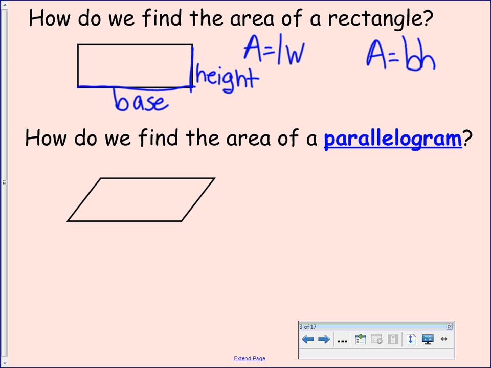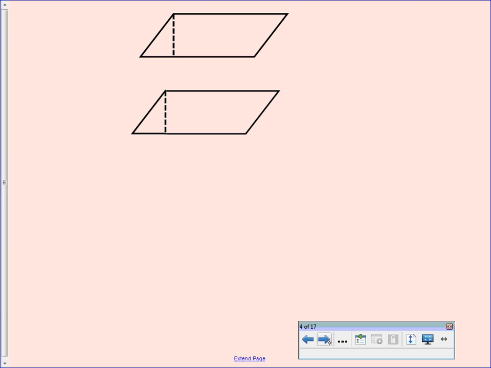All right. Now we know that's a rectangle because it has 4 right angles. Well, let's look at this parallelogram. How are we going to find the area of the parallelogram? It looks different. Okay, I know some of you may already know this, but I'm going to show you what we're going to do. Let's take a look at this parallelogram.